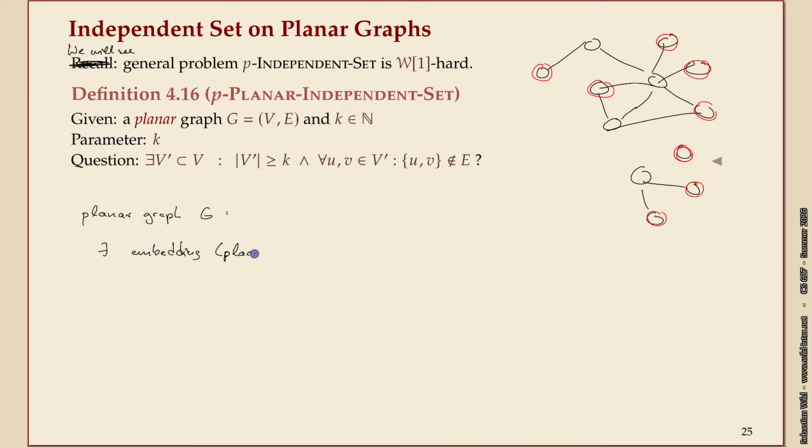So embedding is the formal term, but you can think of it as a placement of the vertices in just the Euclidean plane R2. And I'm just going to say a drawing of the edges. You can make this more formal, but maybe it's not needed here.